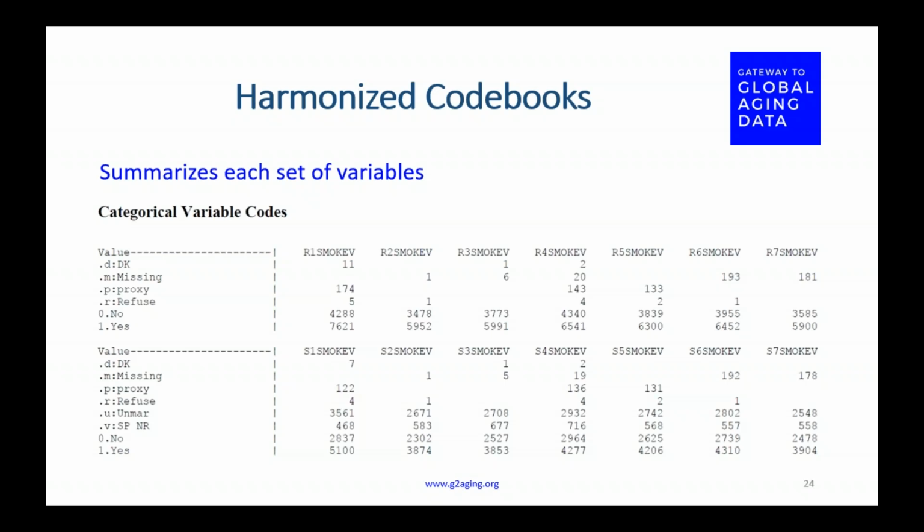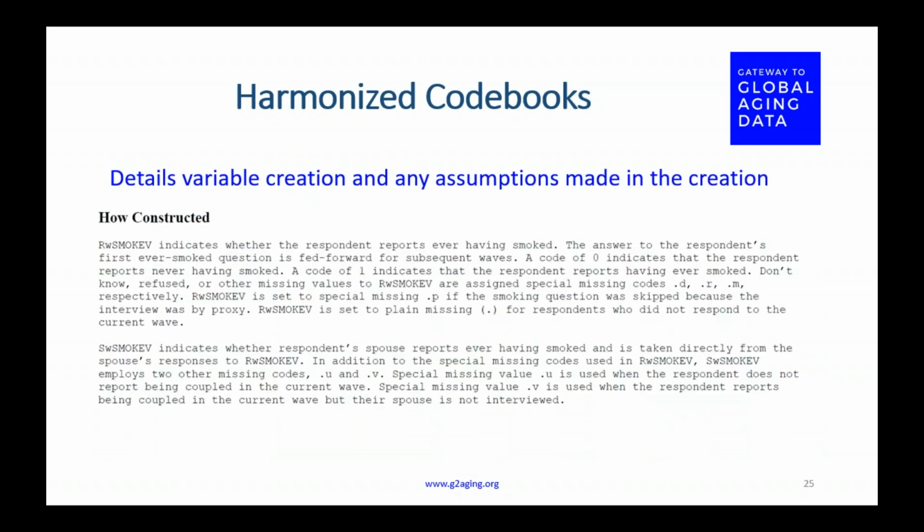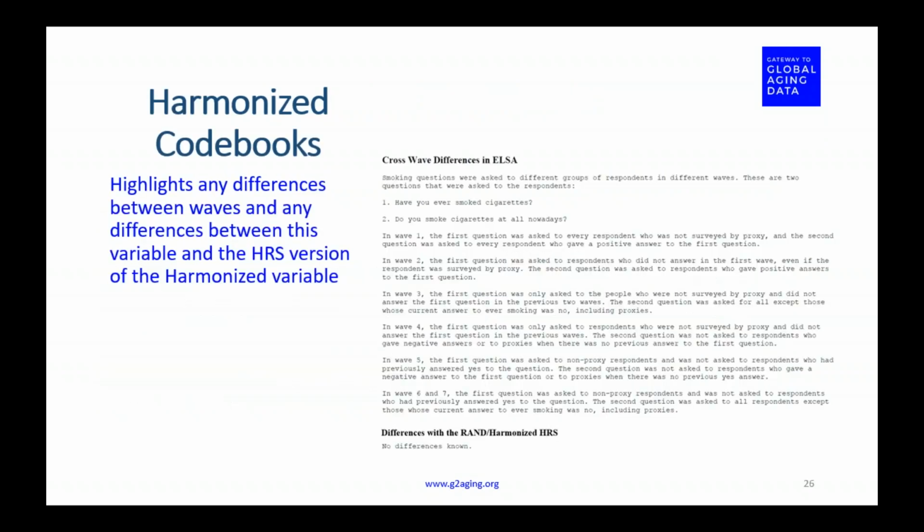Some questions aren't asked if the interviewer was a proxy for the respondent. So maybe the respondent had to leave the room, or they had to take a nap, or they weren't feeling well. They could be having some cognition or dementia issues. And so sometimes someone else, maybe a spouse or a caregiver, might answer questions on their behalf. But not all questions are asked to a proxy. So we would let you know, oh, this person wasn't asked this question because a proxy actually answered for that person. We detail the variable creation and any assumptions made in the creation. So we just have a lot of plain, understandable text about how that was made.